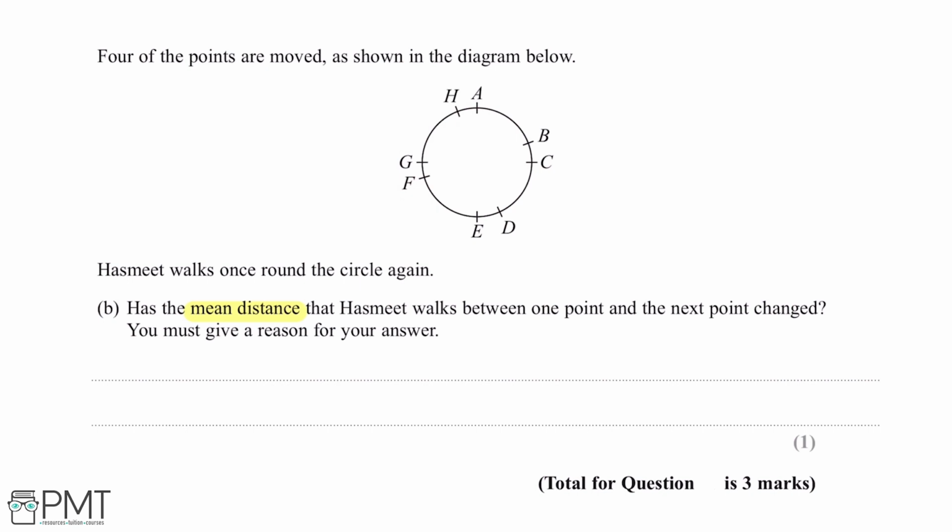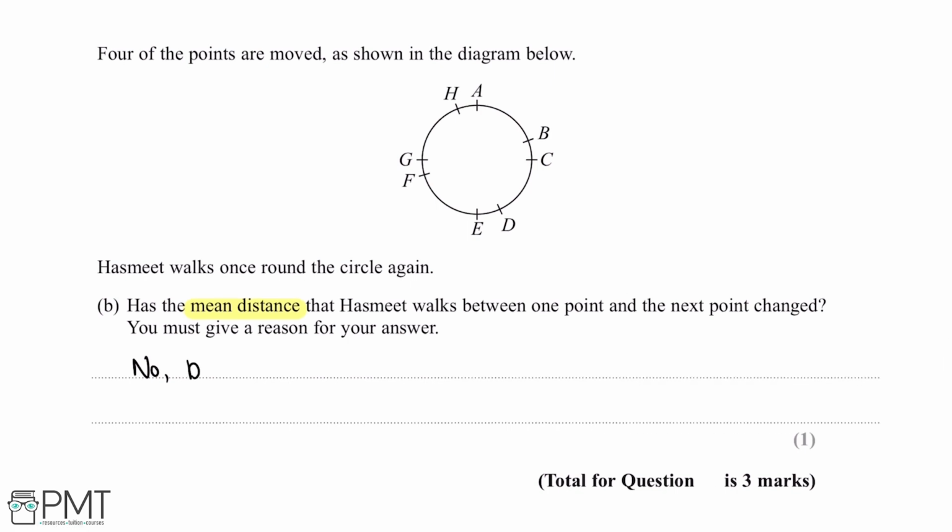Now when working out the mean, we add together each of these individual distances and then divide it by the number of lengths that there are. So if we were to add together each of these distances, we'd still get an answer of 80 pi, despite the fact that 4 of the points have moved. And there are still 8 points on this circle, meaning we'd still be dividing 80 pi by 8, meaning that the mean will still remain the same. So no, the mean distance that Hasmeet walks between one point and the next point will not have changed because the number of points and the circumference of the circle has stayed the same.